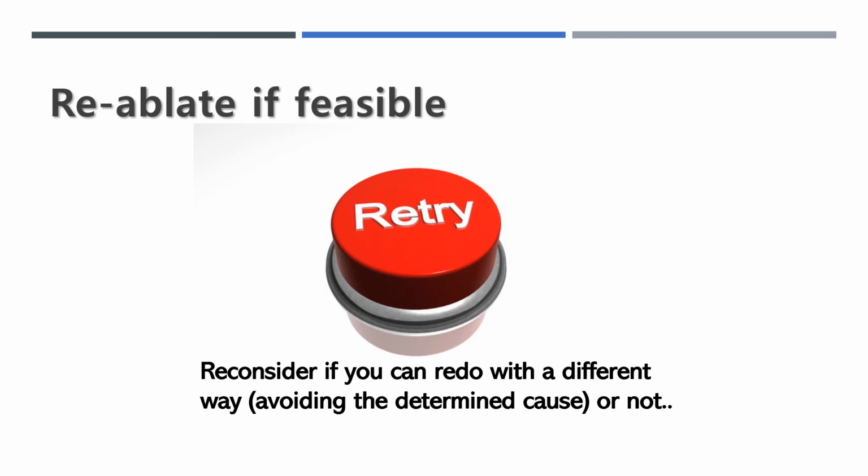Finally, how to manage the mistargeting in liver ablation. If the mistargeting was found on an immediate imaging study, we should carefully reassess the course of mistargeting with careful review of the whole steps of ablation. Reconsider if you can do it a different way, avoiding the determined course or not.